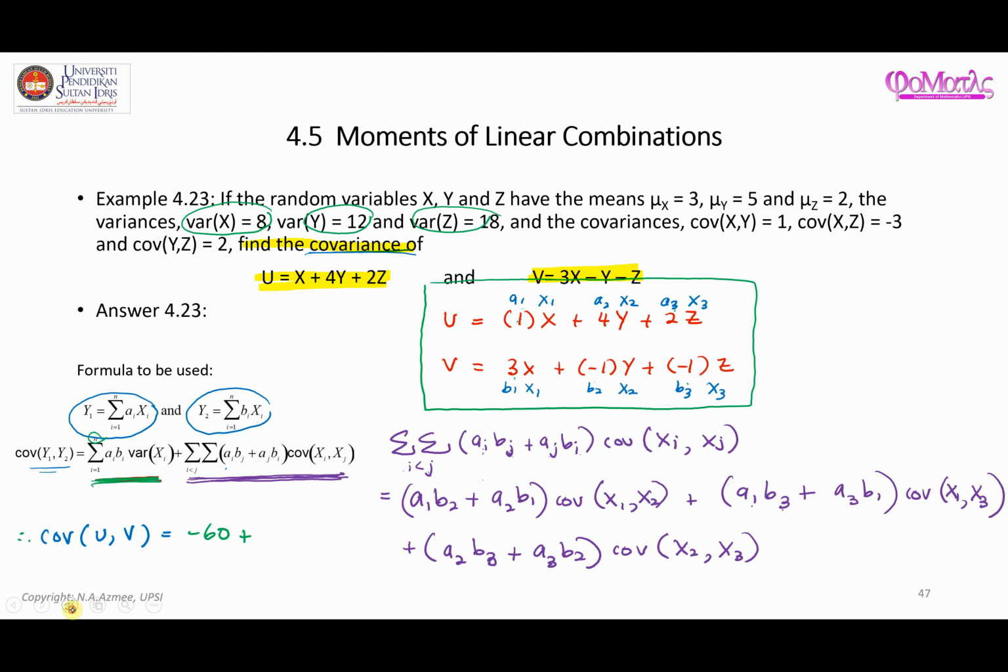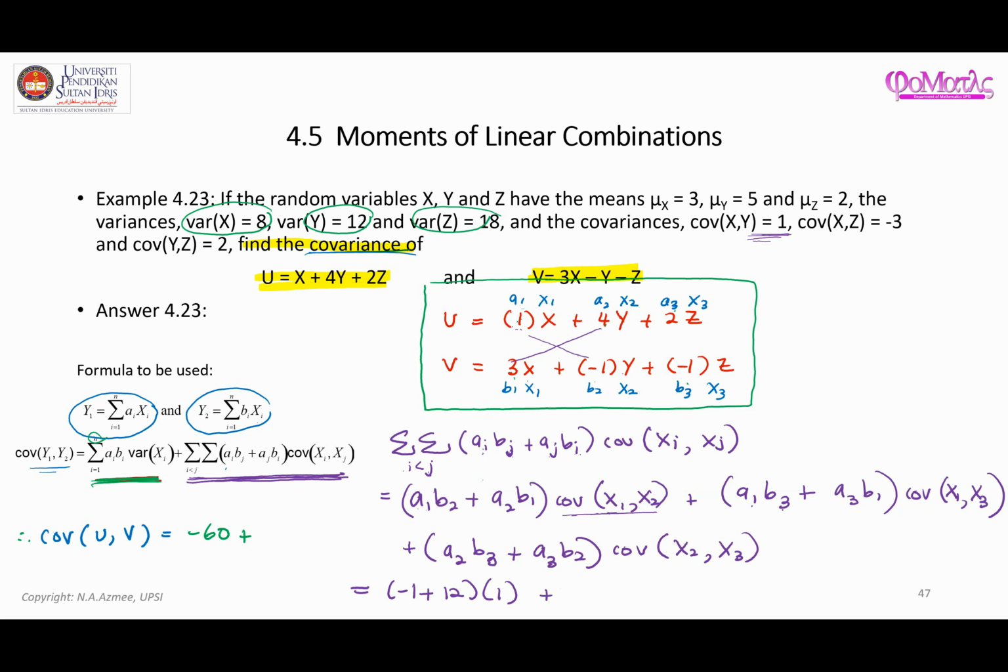Okay, next is a1 times b2. a1 times b2 is negative 1 plus a2 times b1, so that is 12. And then covariance X1 X2 corresponds to covariance X and Y. Covariance X and Y, the result here is 1. So I'm just cutting short the process right here. I'm just going to substitute everything directly. So here is 1.